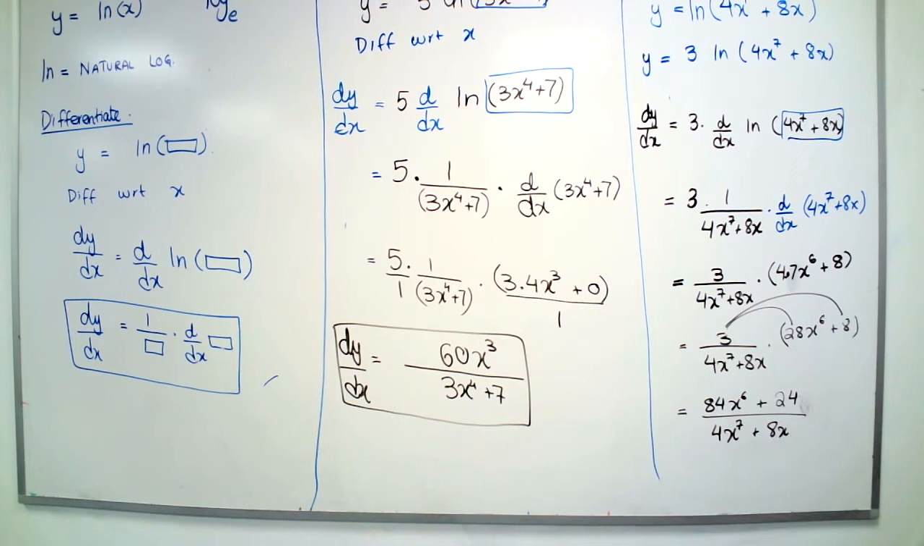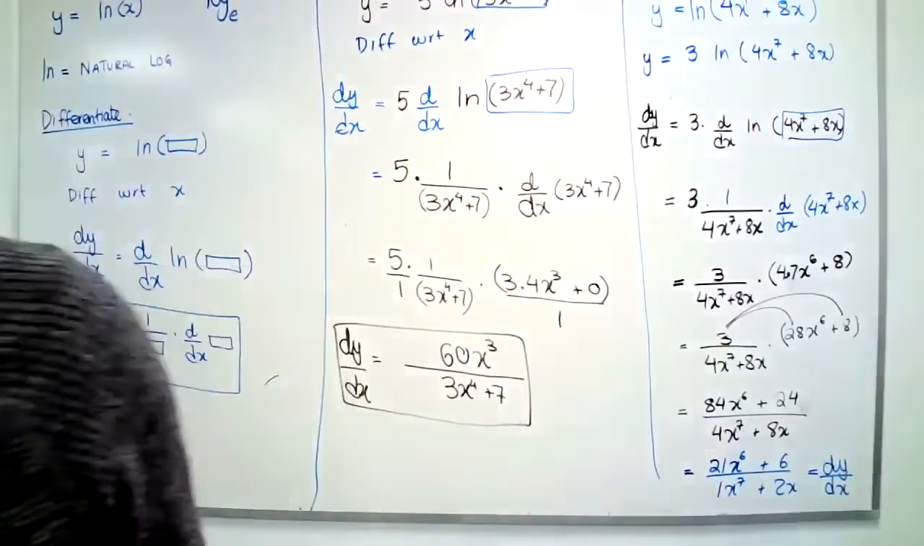You can do one last step. You can divide everything by 4 because you can see the 4 is here. Everything you can divide by 4, which makes your life easy. So that will become 21x^6 + 6 divided by x^7 + 2x. This is your answer. This is your dy over dx. Do you have to simplify? Yes, we have to simplify.